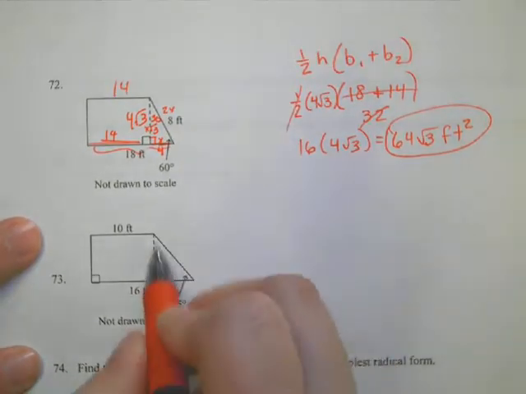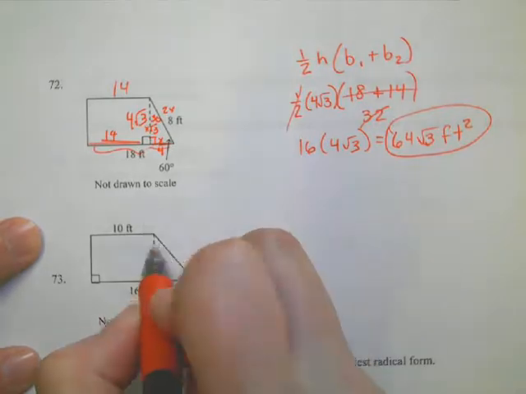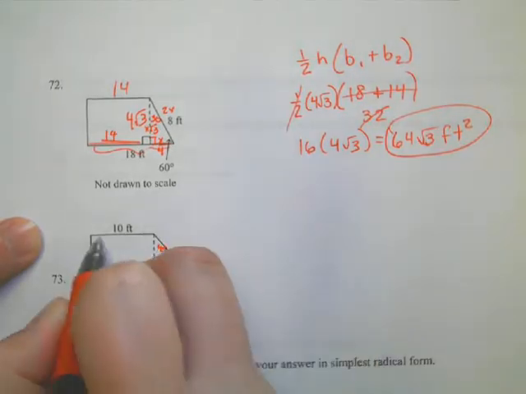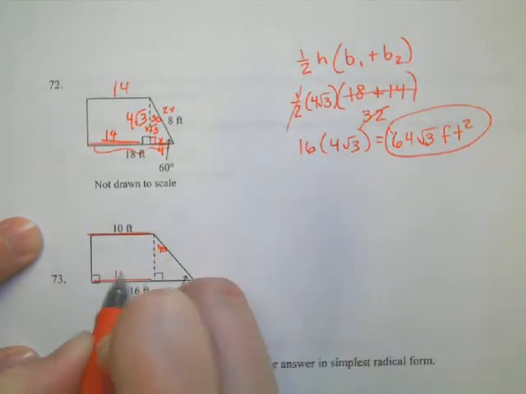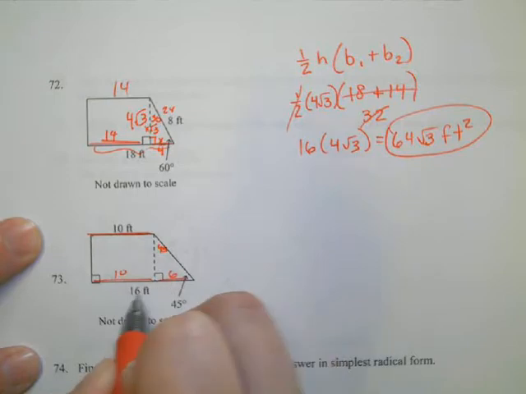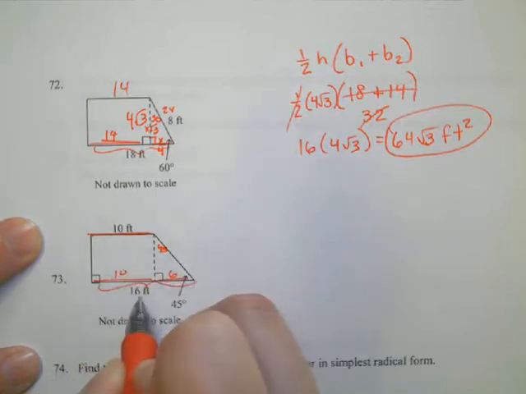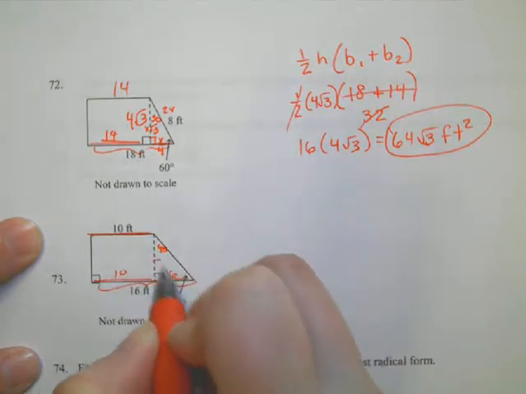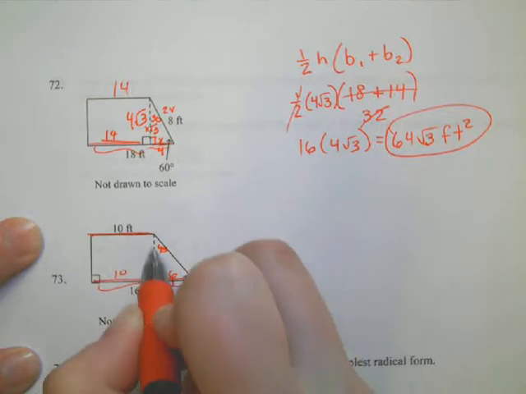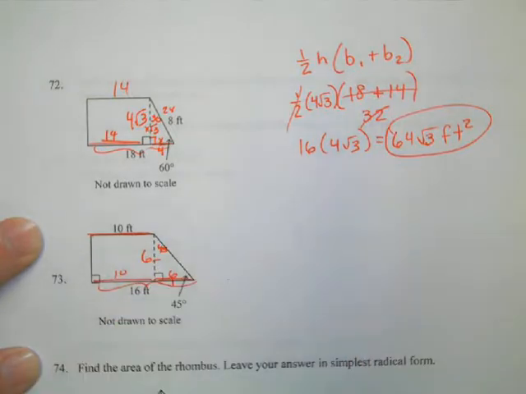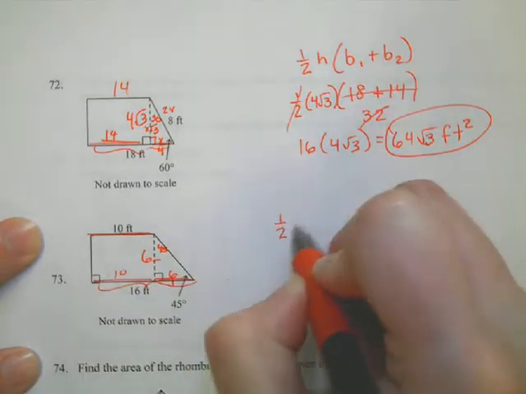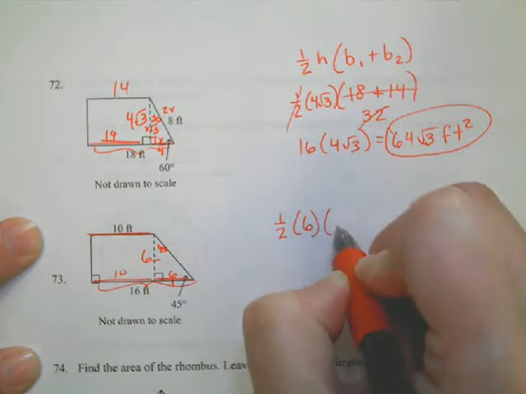Number 73 is a similar problem, although I don't have any of my sides here in my 45, 45, 90 triangle, but that's okay, we can find them. If this is 10, this is also 10, which makes this 6, because the entire piece down here is 16. In a 45, 45, 90 triangle, the legs are the same, so if this is 6, this is also 6, so we now have the height of our trapezoid.